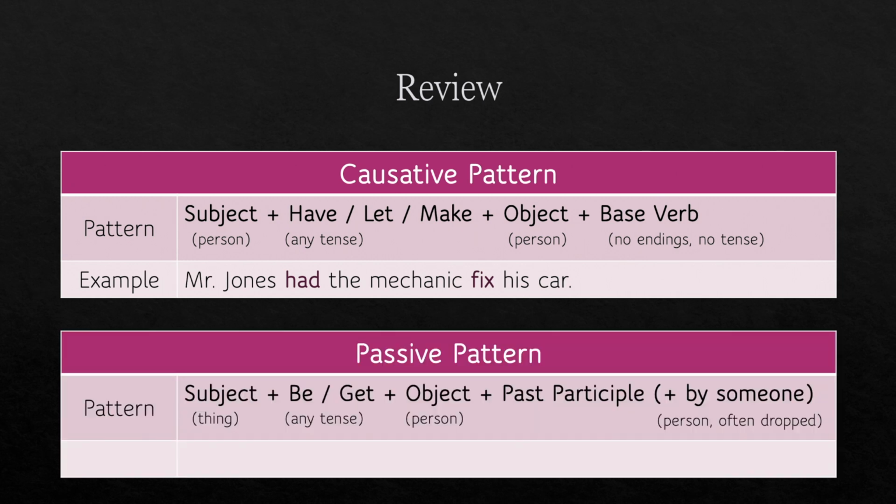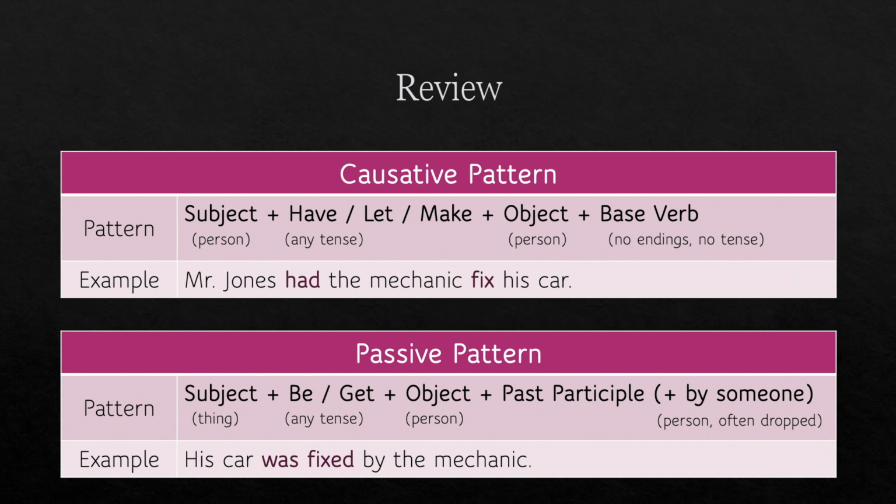The pattern for passives is the subject, which is a thing this time, followed by be or get in any verb tense, plus the object, which is a person, plus the past participle. Sometimes we also add by plus someone, but we don't always say who has done the action. Sometimes it's just not important. An example for this one is, his car was fixed by the mechanic, or just, his car was fixed.